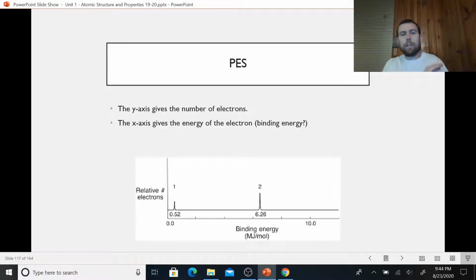Now, again, looking at the graph, the y-axis gives you the number of electrons, and the x-axis is giving us the energy of the electron, or the binding energy. Now, I will note, binding energy is given here in megajoules per mole. You could see kilojoules per mole. You could see electron volts. But megajoules per mole is what you're more than likely going to see.